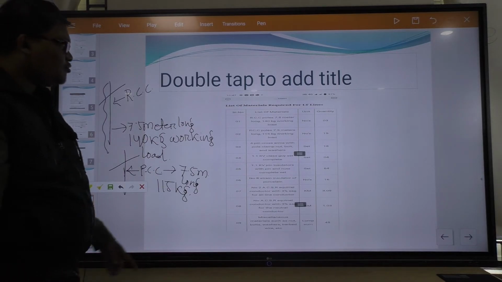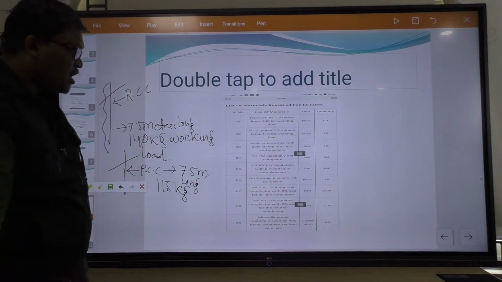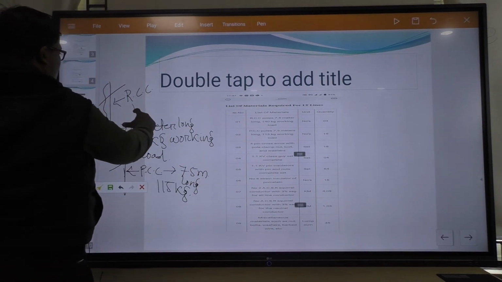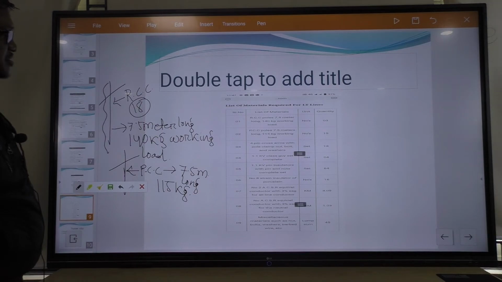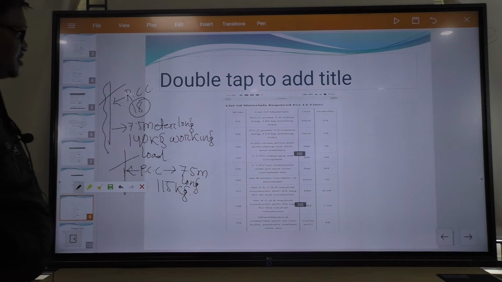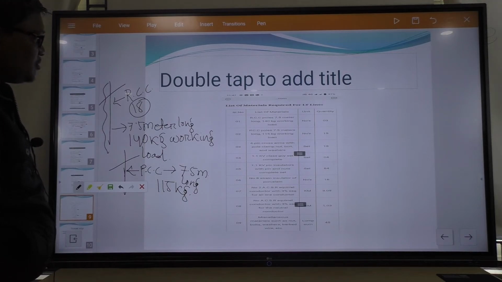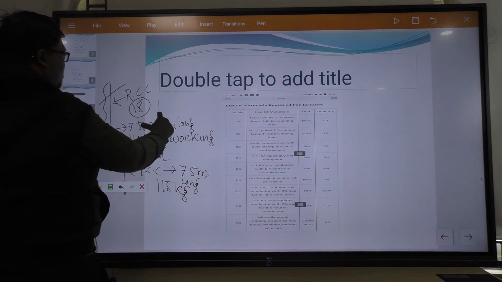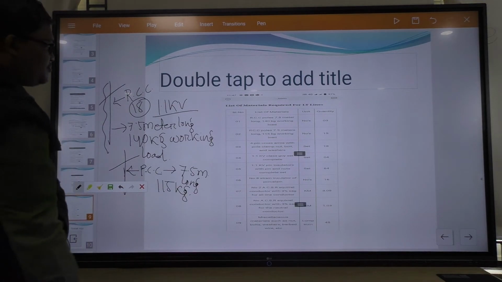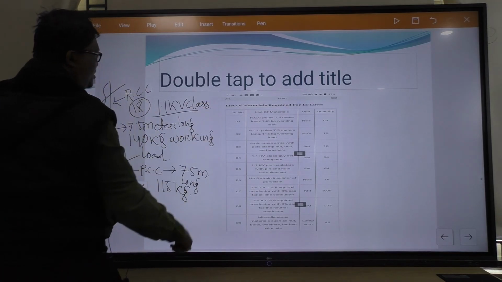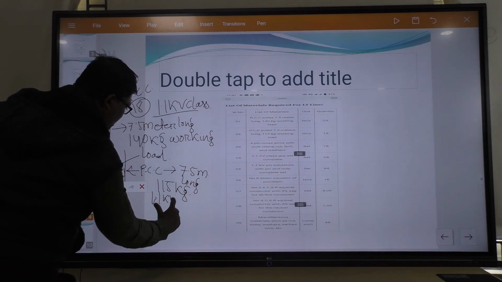Next, 4-pin cross arms. To fix the cross arm we require some clamps and nut bolts, that is one set. So how many sets are required? 18, because total poles are 18. So 18 sets of cross arm. Next, gauge sets require 4 sets. The gauge set specification is 1.1 kV class. Next, pin insulator is also 1.1 kV.